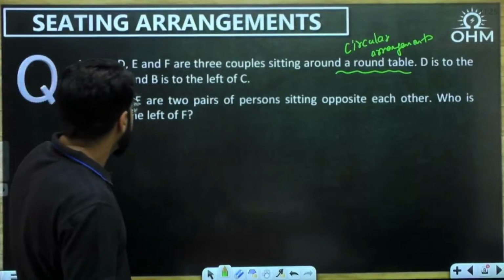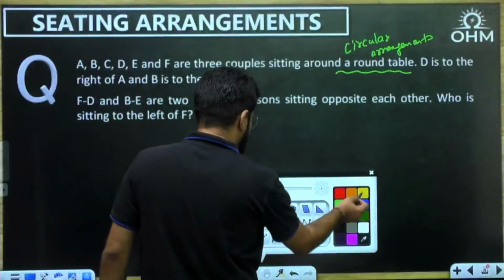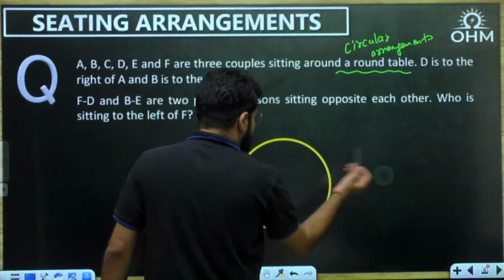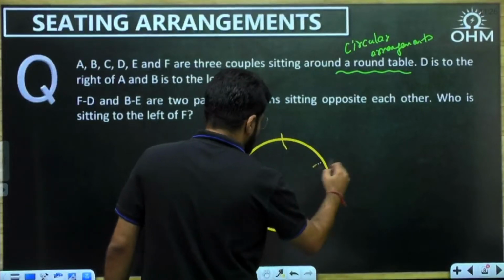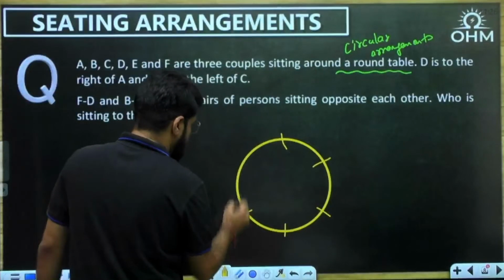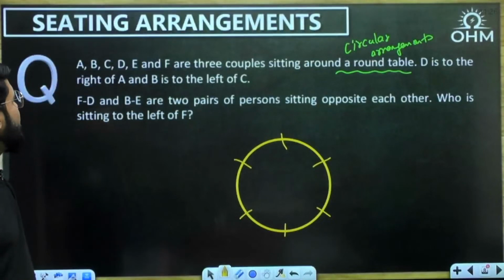Okay, so there are 3 couples, means 6 persons, and they are sitting around a round table. Here comes my round table. And how many places I need to allocate? 6. 1, 2, 3, 4, 5, 6. These are the 6 places. D is to the right of A, B is to the left of C.